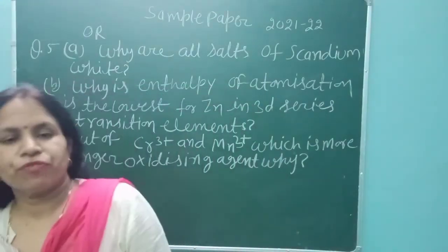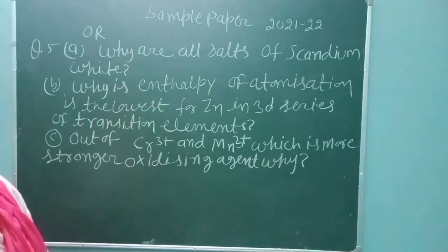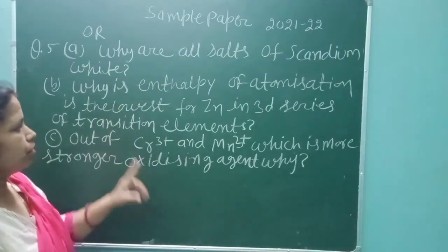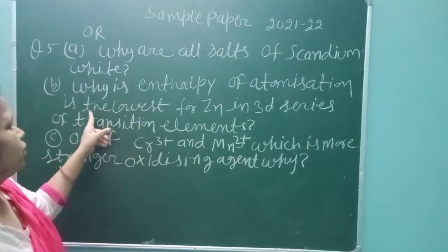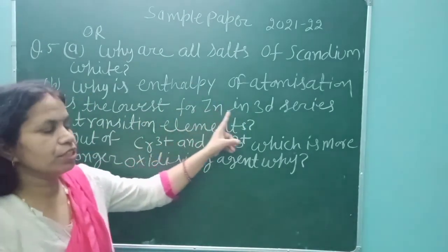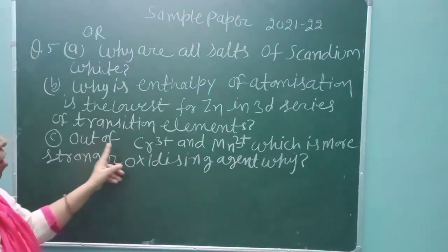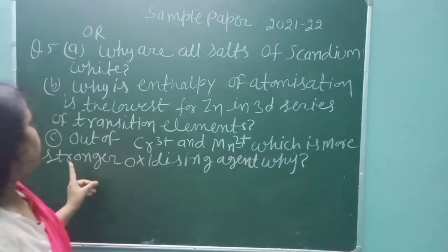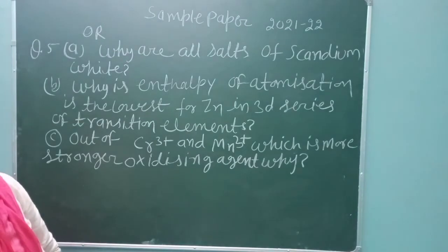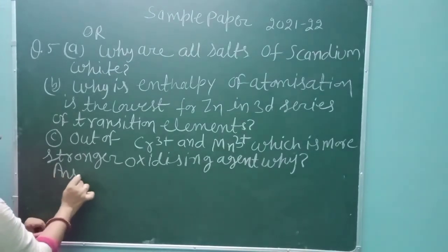Now question number 5 again. A. Why are all salts of scandium white? B. Why is the enthalpy of atomization the lowest for zinc in the 3d series of transition elements? C. Out of Cr3 plus and Mn3 plus, which is the stronger oxidizing agent, and why? The question is clear. So now, next, write down the answer.